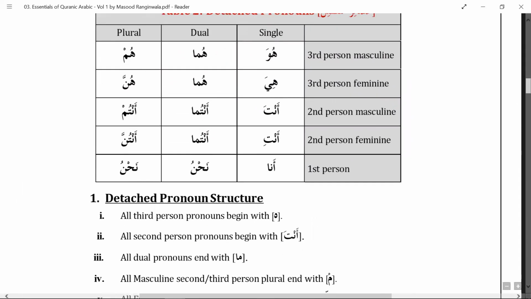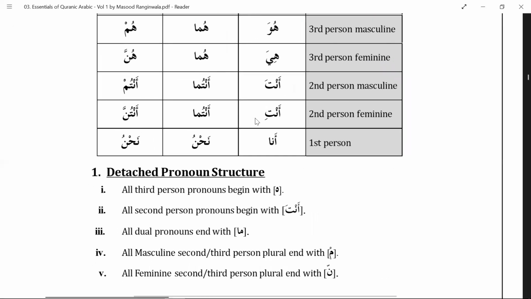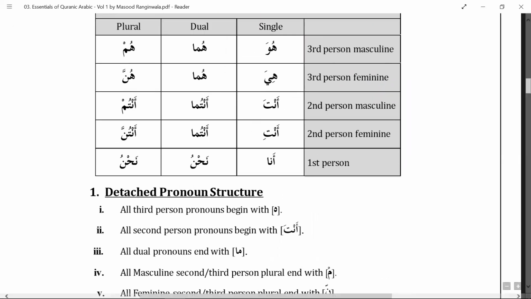If you see the chart, you will see the first two lines, he and she, they all begin with ha. Huwa, huma, hum, hiya, huma, hunna. The second, third lines all are hamza. Anta, antuma, antum, anti, antuma, antunna. Ana is also hamza. Nahnu is noon. If you see the dual forms, it's all ending in ma. Huma, huma, antuma, antuma. Leave out the nahnu, because nahnu is plural.